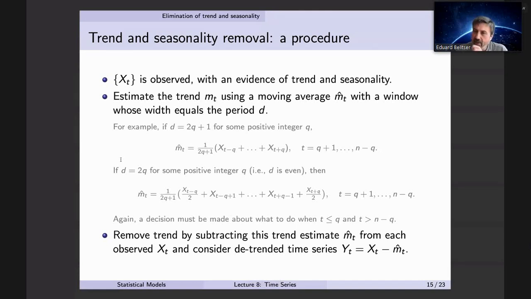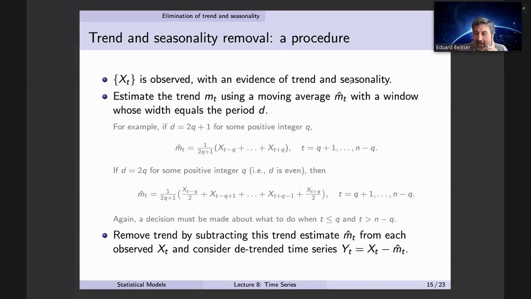Okay, let us look at the particular procedure. Let's imagine that we have a time series xt, which we observe, and suppose we see that there is a trend and there is seasonality there. What can we do? Here's the procedure which can be applied. First of all, we would like to estimate the trend, and let's do that by this second approach, just a moving average. We know that there is seasonality there, and we recognize the period, D.